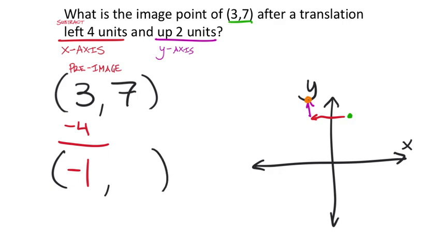Okay? And then the next part says it's going to move up. Well, up is in the positive direction, meaning we're going to add to the y value. So we're going to add 2 units to the existing y value for the pre-image, which is 7. So I take 7, add 2. 7 plus 2 is 9. And we see it kind of works. My picture here isn't very proportional, but this would be about -1, 9, something like this. That right there, we just found it, is our image.